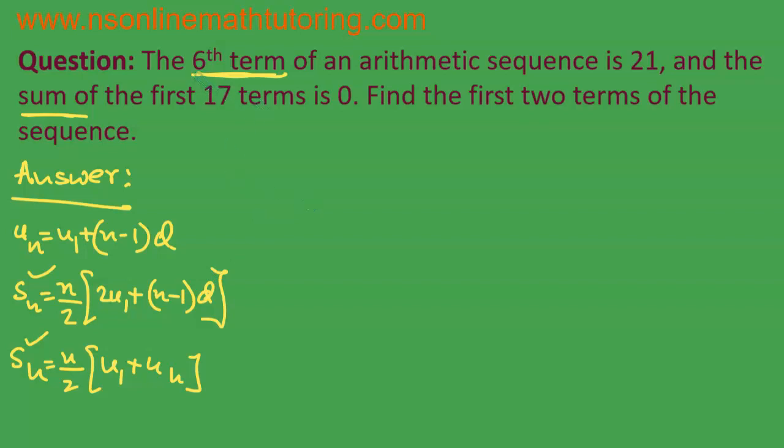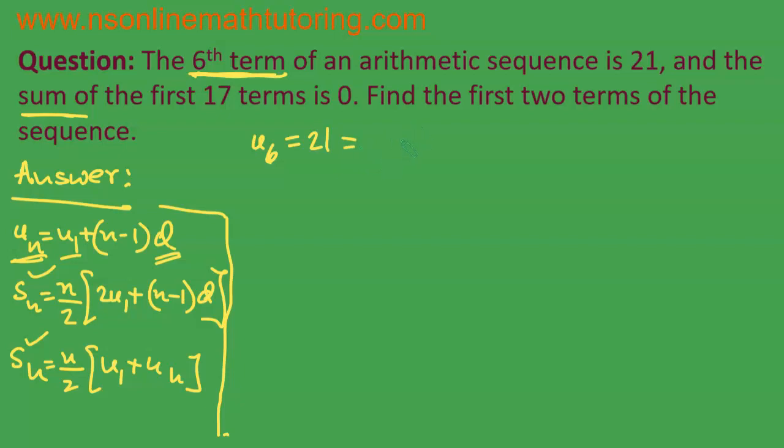Now we come to the question. Sixth term. This is the nth term or the general term. The sixth term will be, obviously, u6. So u6 is equal to 21. And I can write this because they are asking about the first two terms. So we need the first term and we need the common difference as well, else we cannot find the second term.